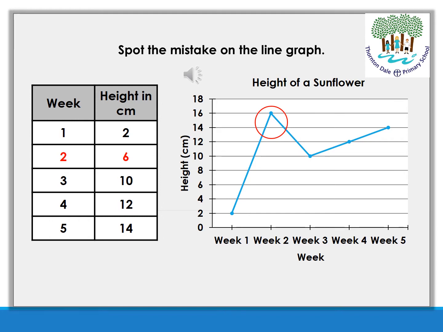From the graph we can see that the error is in week 2. The height should be plotted at 6 centimetres on the y-axis, however it has been plotted at 16 centimetres on the y-axis.